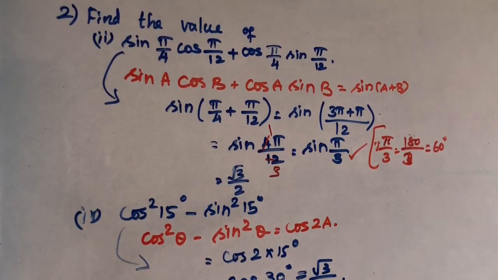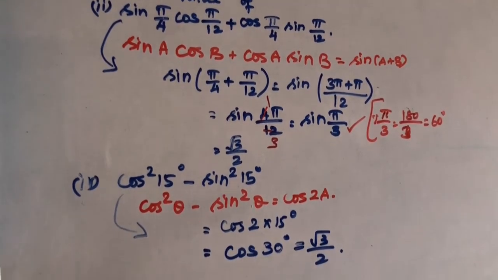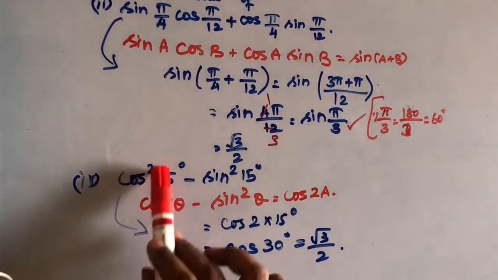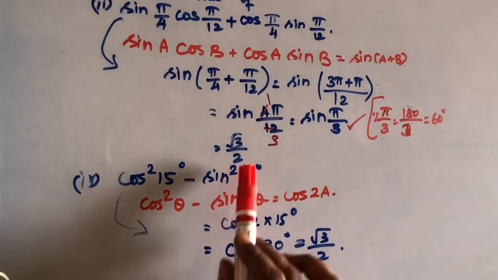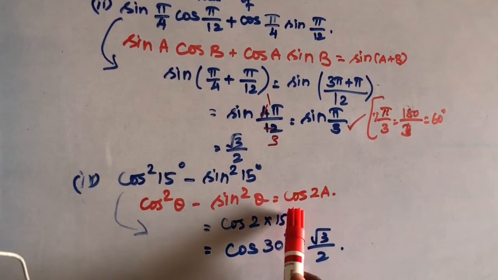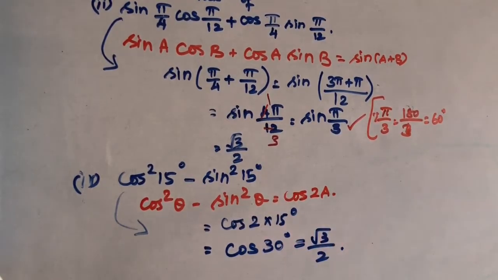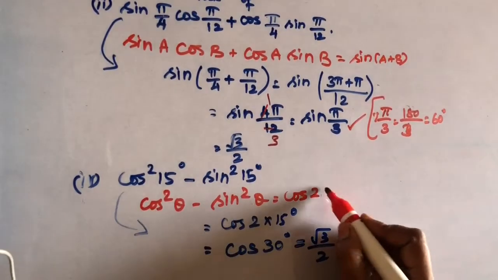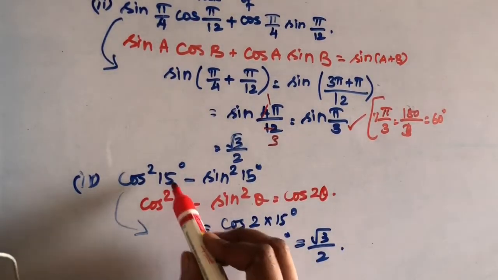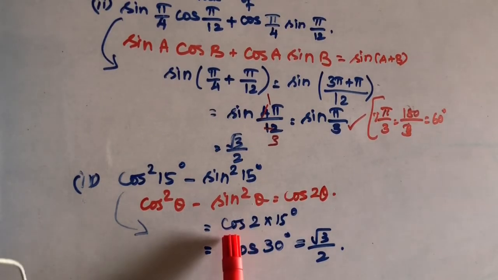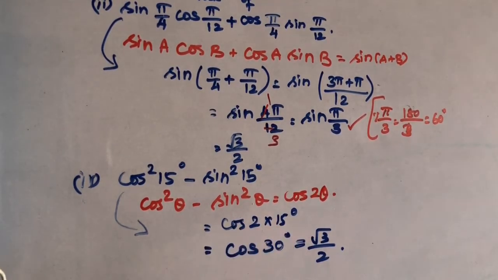Now the fourth one, cos square 15 minus sin square 15. This is in the form cos square theta minus sin square theta. Cos square theta minus sin square theta is equal to cos 2 theta. Here in the place of theta we have 15 degrees. So cos 2 into 15 degrees. 2 into 15 is 30, cos 30.